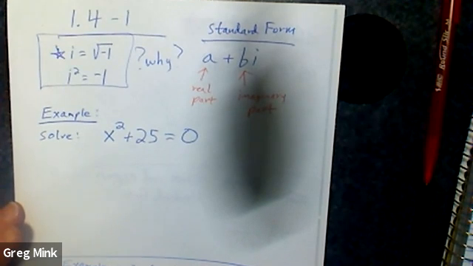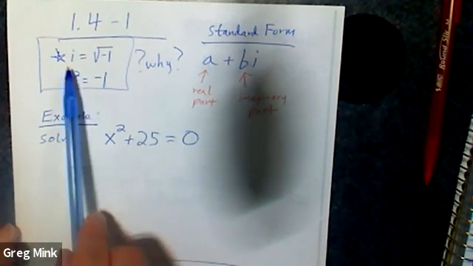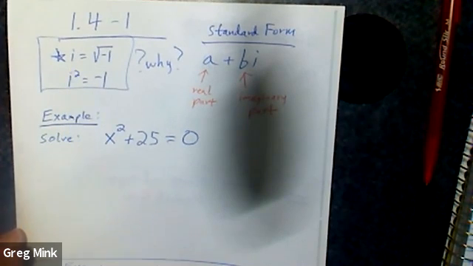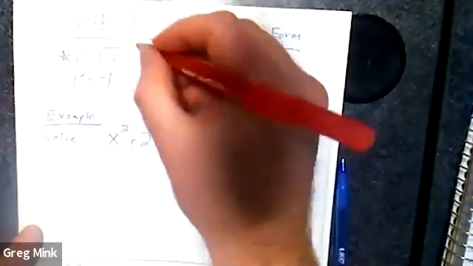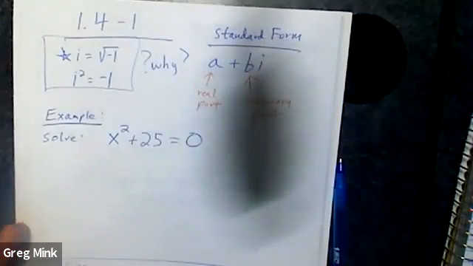So the first video on 1.4 here, you may have noticed that they told us that i is equal to the square root of -1, and i squared, if we square both sides, is equal to -1, which makes sense. If I were to square both sides, you can see you get right here, okay?